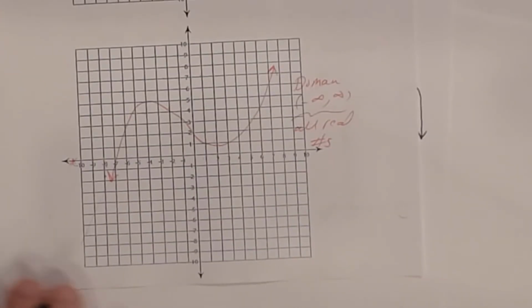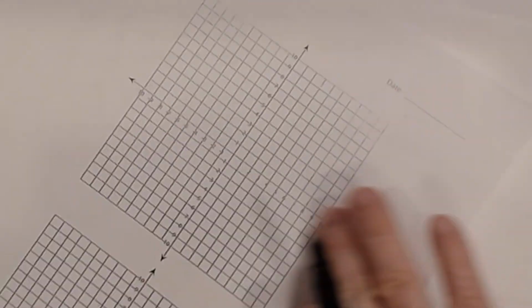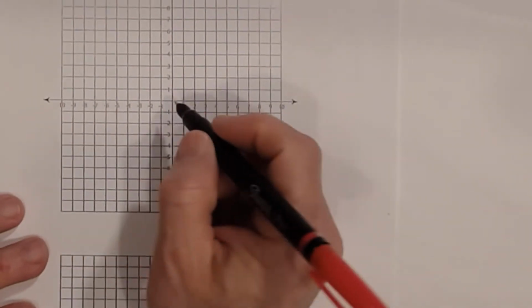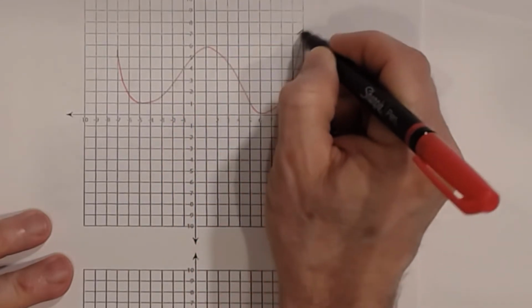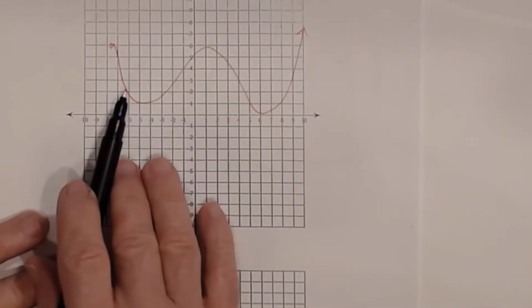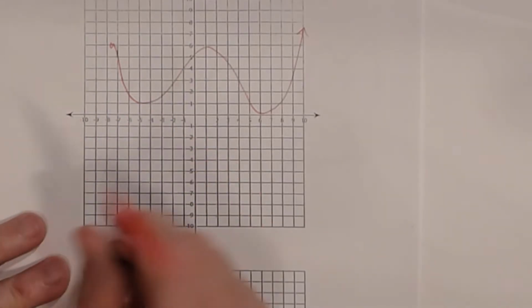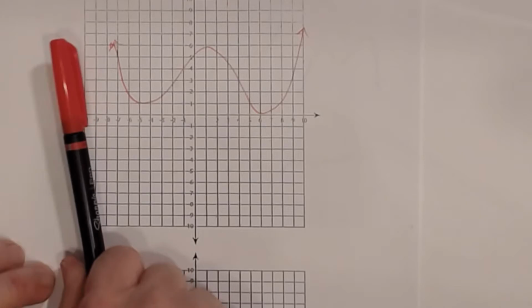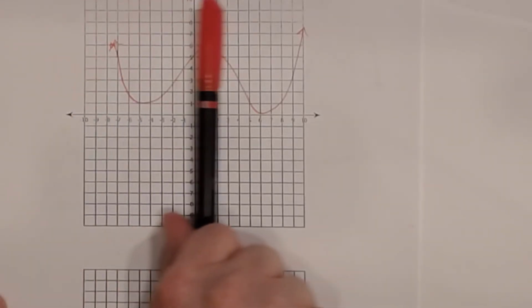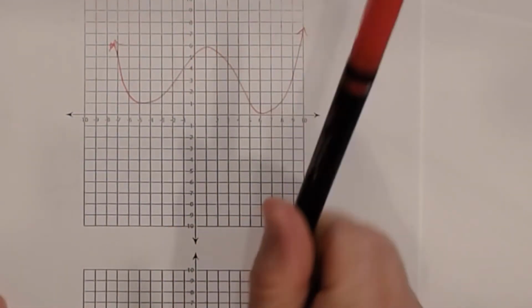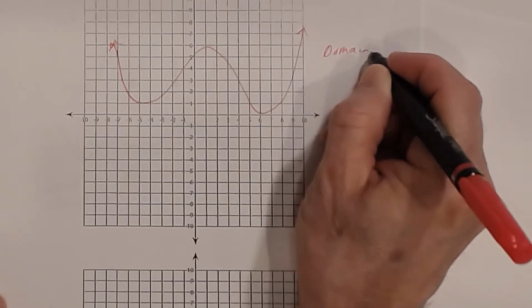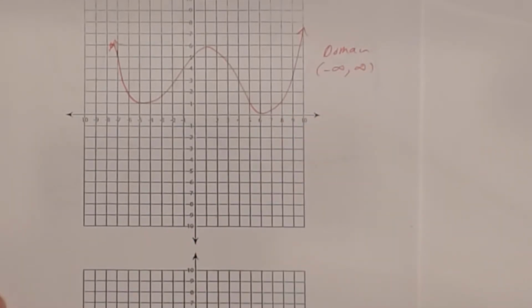Now what about if we had this graph? Let's say we had something like this. So that's a graph of a polynomial function. You have a smooth curve. But again, notice these are arrows on both sides. Remember the domain is the set of x coordinates, so you go from left to right. As I go from left to right, I'm going from negative infinity to positive infinity. So the domain is negative infinity to positive infinity.